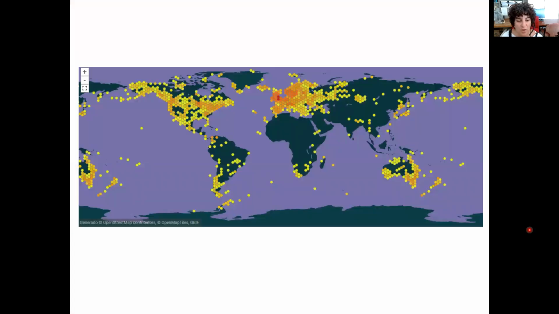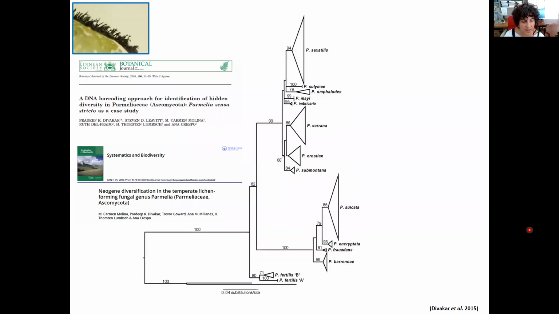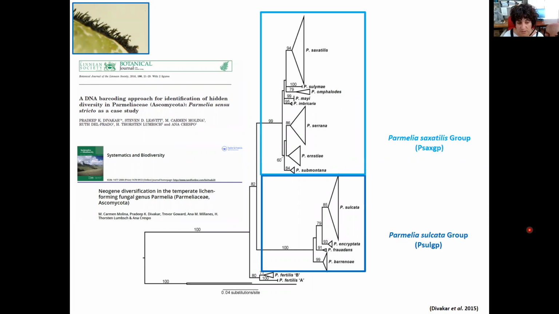The genus Parmelia is a widespread genus in the Northern Hemisphere, distributed worldwide in boreal and temperate Europe, North America, and Eastern Asia. This ecologically relevant genus has received considerable attention over recent decades. The genus Parmelia belongs to the Parmelioid crown of Parmeliaceae and includes 41 currently accepted species. Most of these species are grouped into two main groups, the Parmelia saxatilis group and the Parmelia sulcata group.